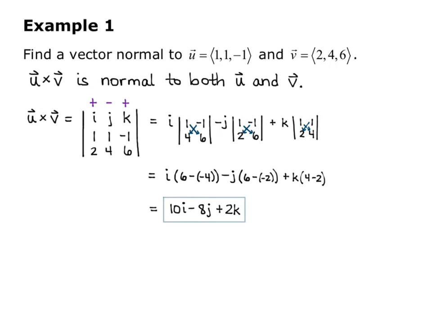Now notice that your result for the cross product is a vector. When we did the dot product, we got a scalar, but when you do a cross product, you get a vector. That's really important to remember as you go through the course.